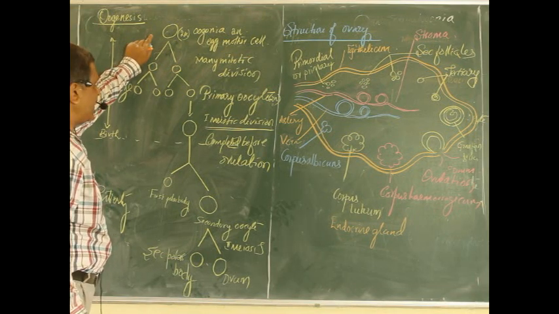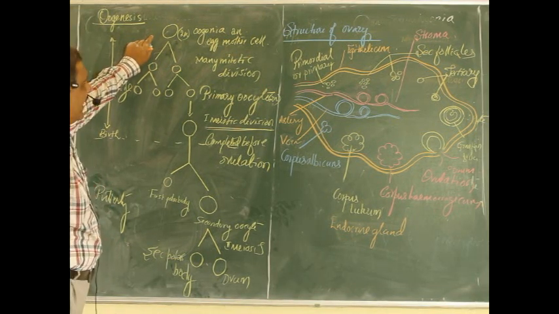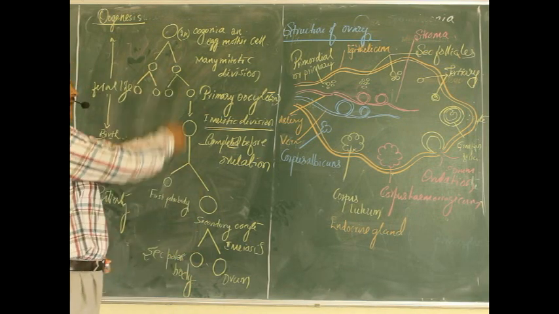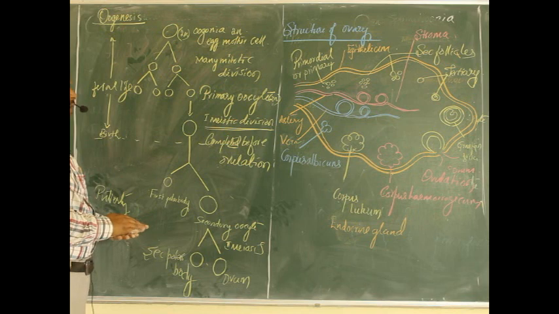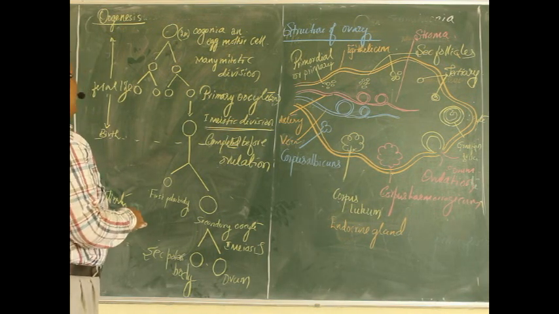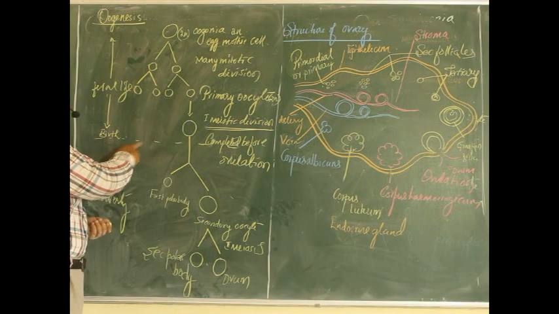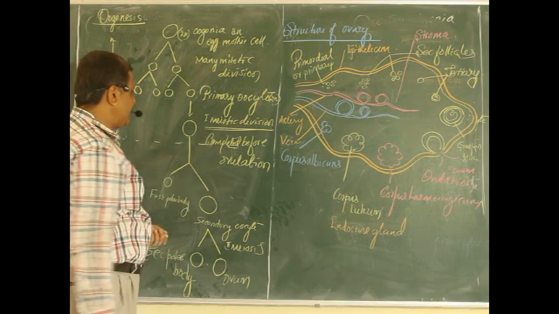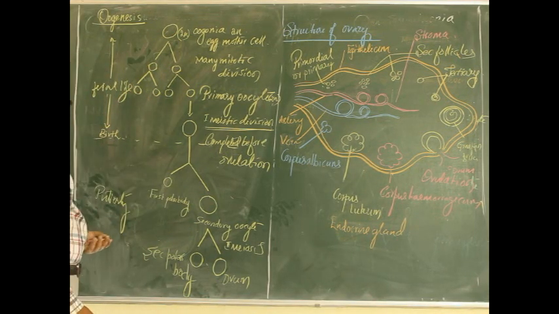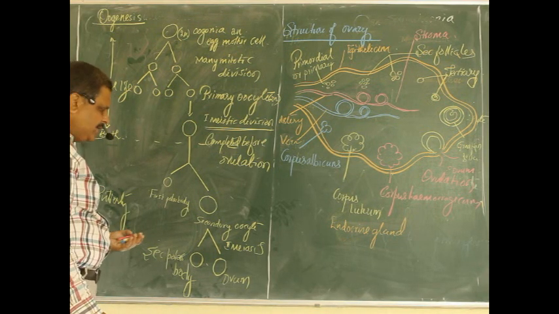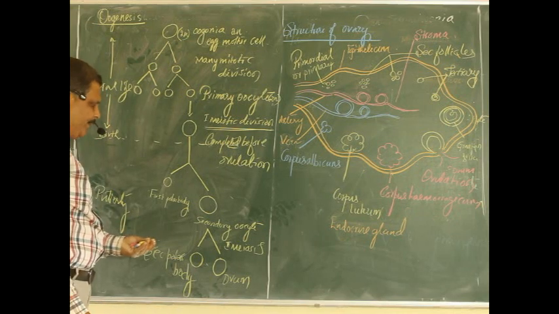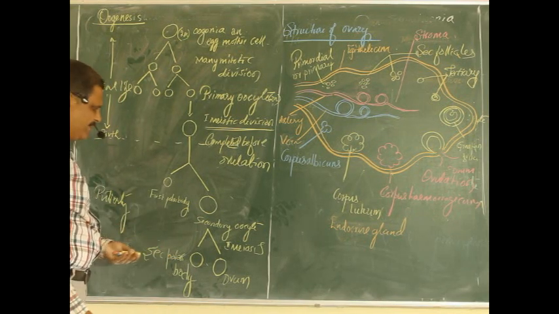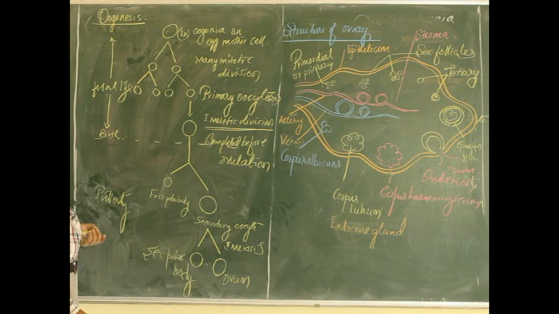Oogenesis is a process of conversion of oogonial cell into ovum after various stages, where it involves the mitotic division and meiotic division. And at the time of birth, the egg will be in the stage where the first meiotic division is half completed and ceased, and it will be continued in puberty, during the period of the menstrual cycle. So this is about the process of oogenesis.